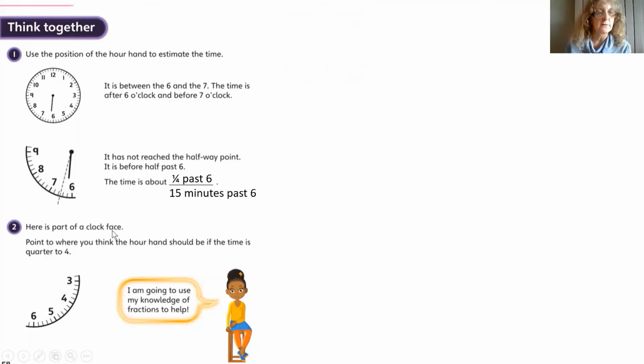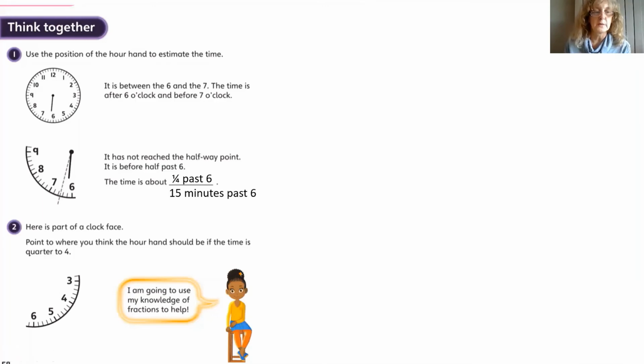Here is a part of a clock face. Point to where you think the hour hand should be if the time is 1:45. Where would it be? Remember, we're looking for the hour hand if it was 1:45. Where would it be? The hour hand, not the minute hand. 1:45.